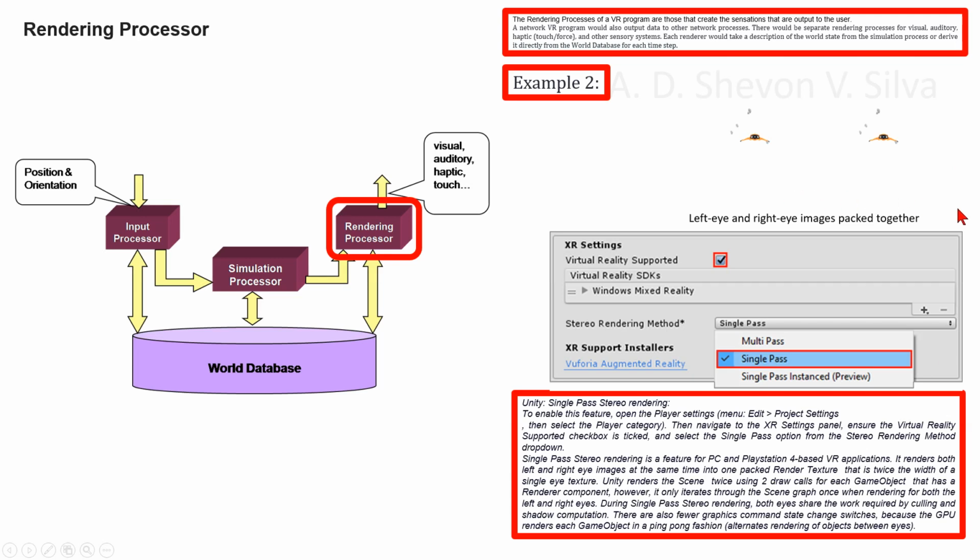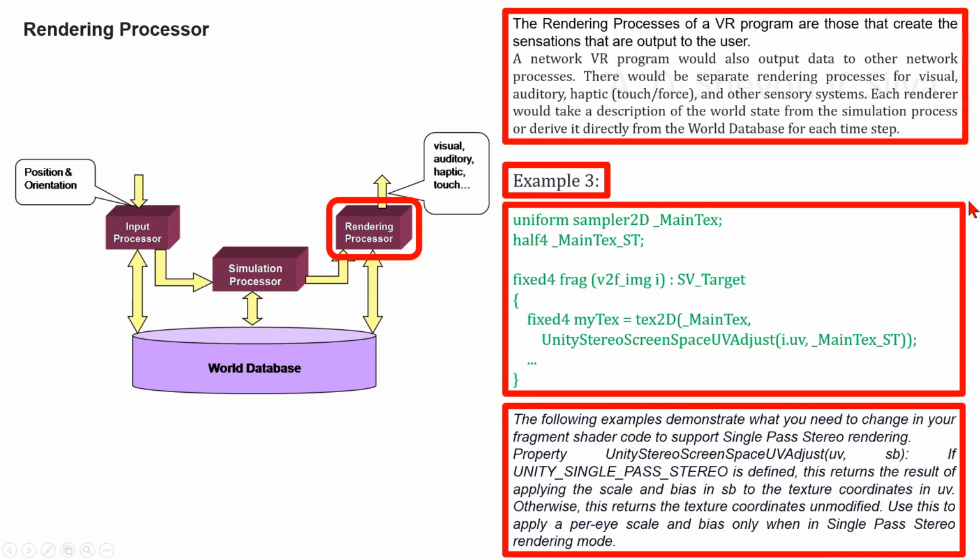During single pass stereo rendering, both eyes share the work required by culling and shadow computation. There are also fewer graphics command state change switches because the GPU renders each game object in a ping-pong fashion, alternating rendering of objects between eyes. These code examples demonstrate what you need to change in your fragment shader code to support single pass stereo rendering.